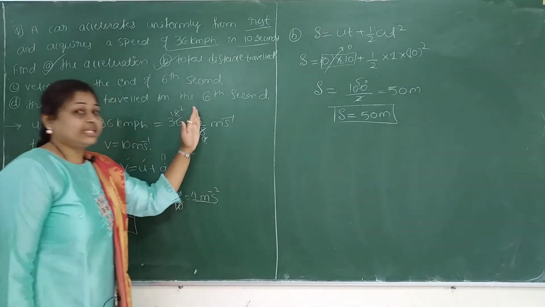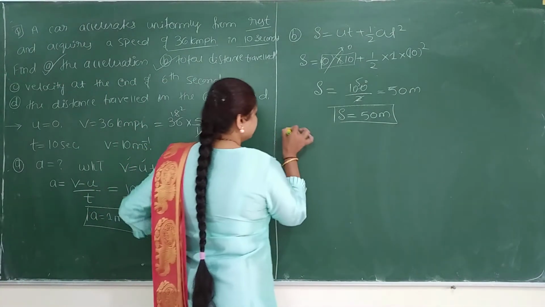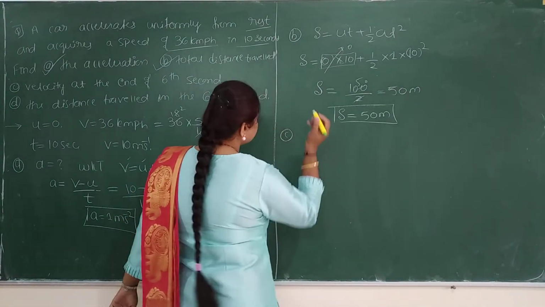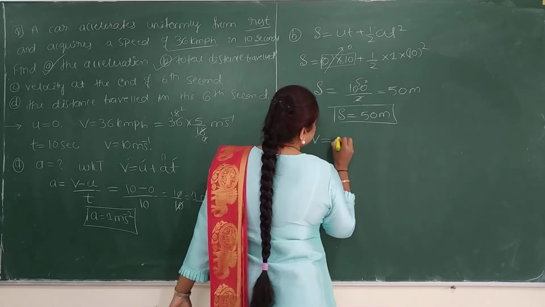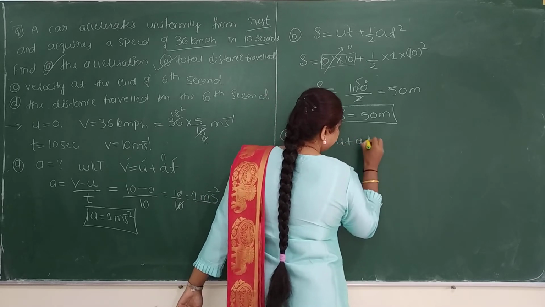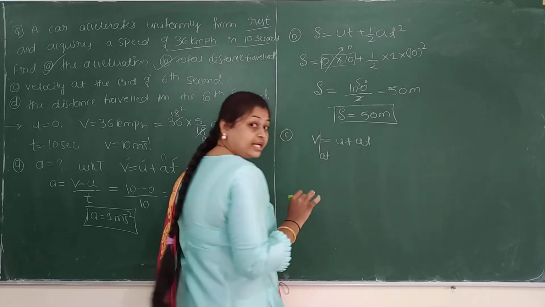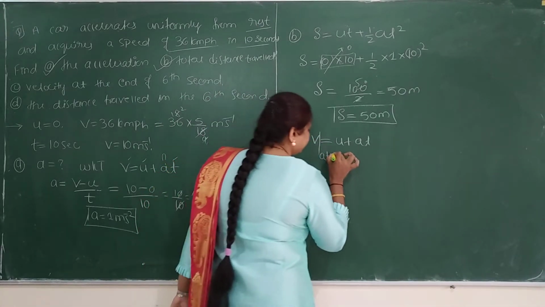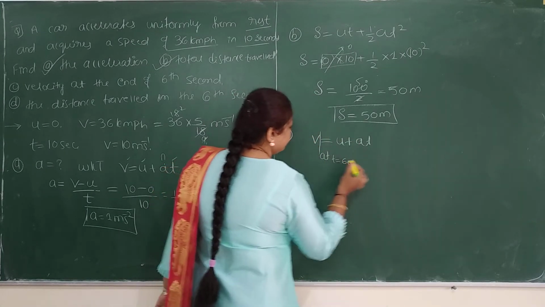At the 6th second, what is the velocity of the car? To find the velocity of the car, again use the first equation of motion, that is v is equal to u plus at. You have to calculate the velocity at how many seconds? At t is equal to 6 seconds. Just substitute here, you will get the answer.